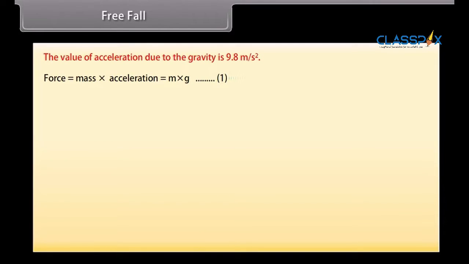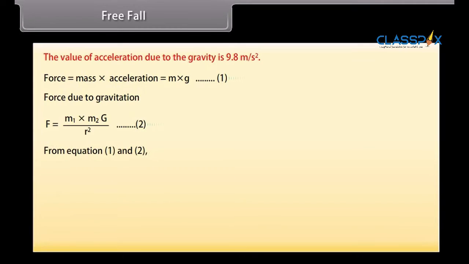Force is equal to mass into acceleration, which is equal to m into g, equation 1. Force due to gravitation, F is equal to G m1 m2 upon r squared, equation 2. From equations 1 and 2, m g is equal to G m1 m2 upon r squared. g is equal to G M upon r squared. g is equal to 9.8 meter per second squared.